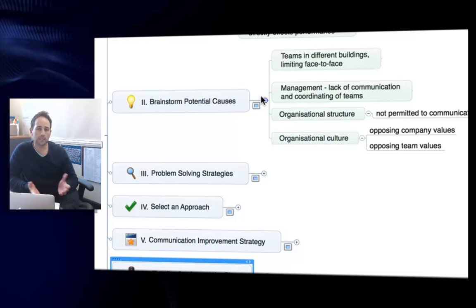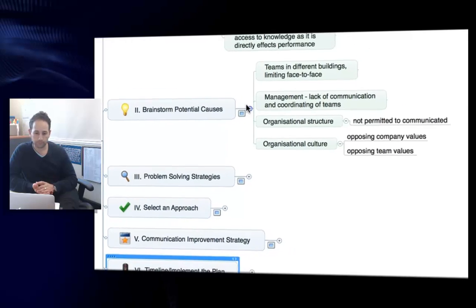And lastly, the organisational culture. This is a recent merger. There are effectively two different companies with two different sets of corporate values and team values that are now expected to work together. There is conflict within the teams.